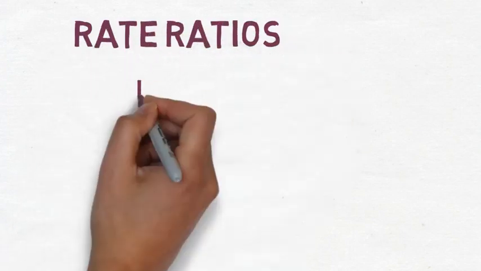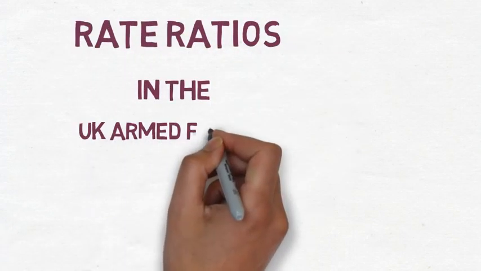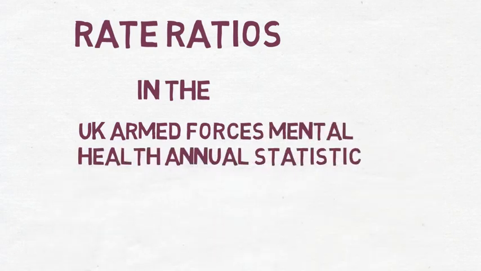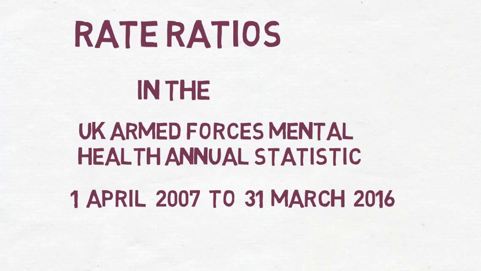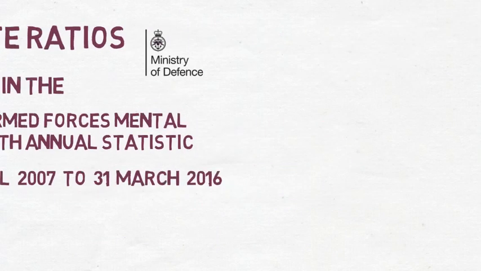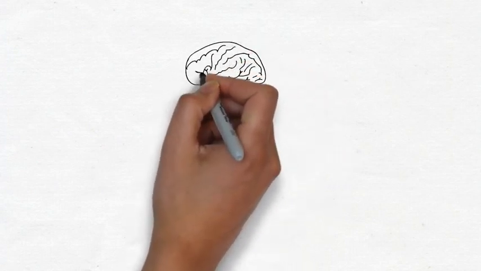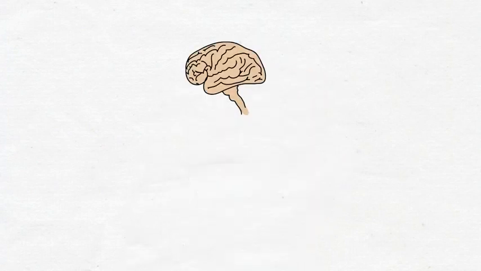This is a video explaining what rate ratios are and how rate ratios are calculated for the UK Armed Forces Mental Health Annual Statistics. This is produced by Defence Statistics Health in the Ministry of Defence. The report provides statistical information on mental health in the UK Armed Forces.